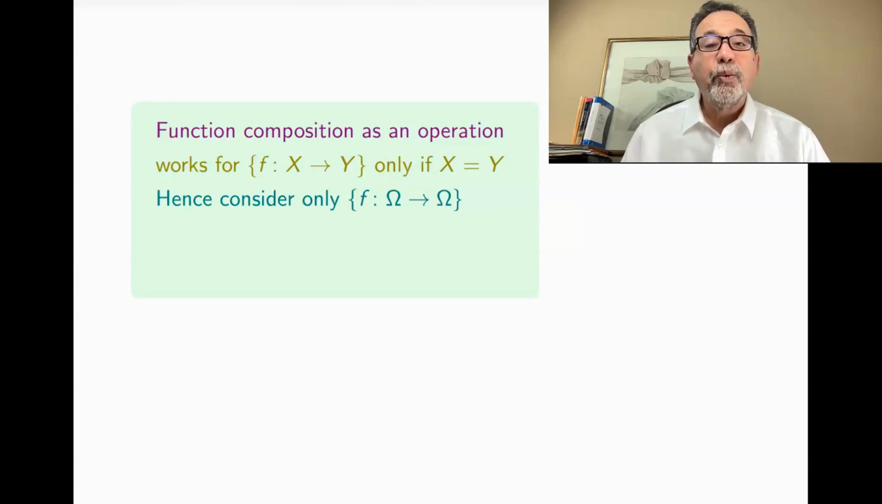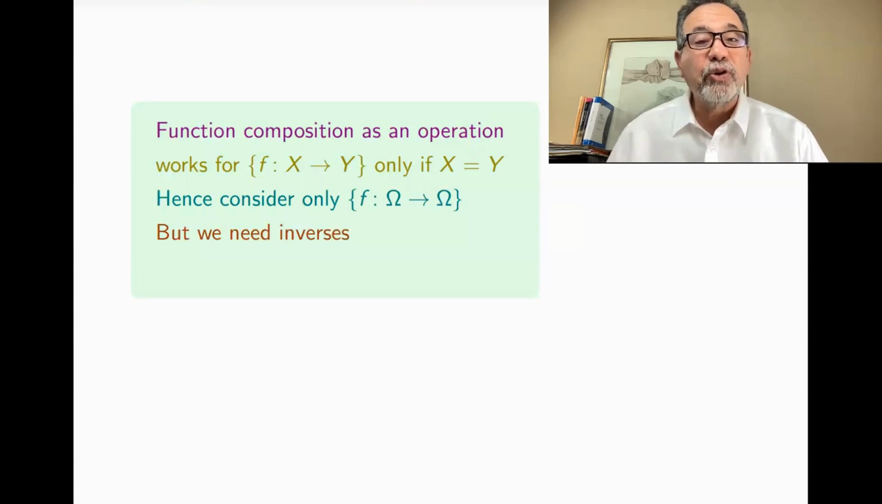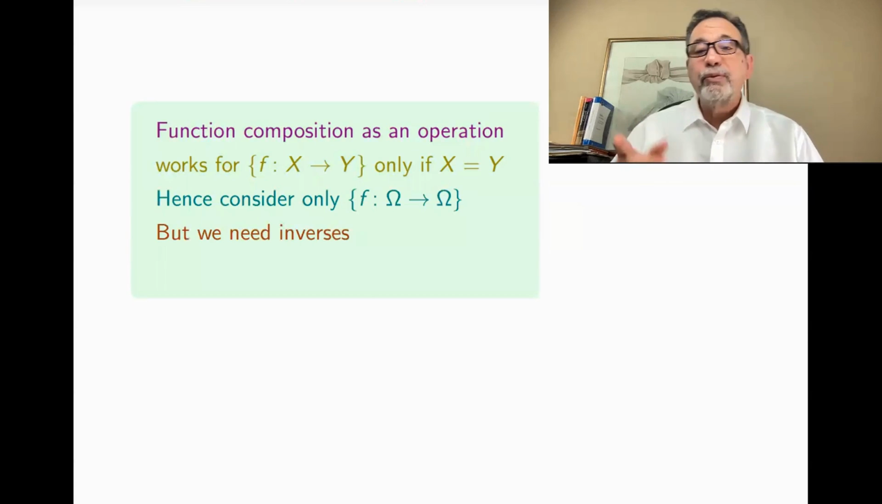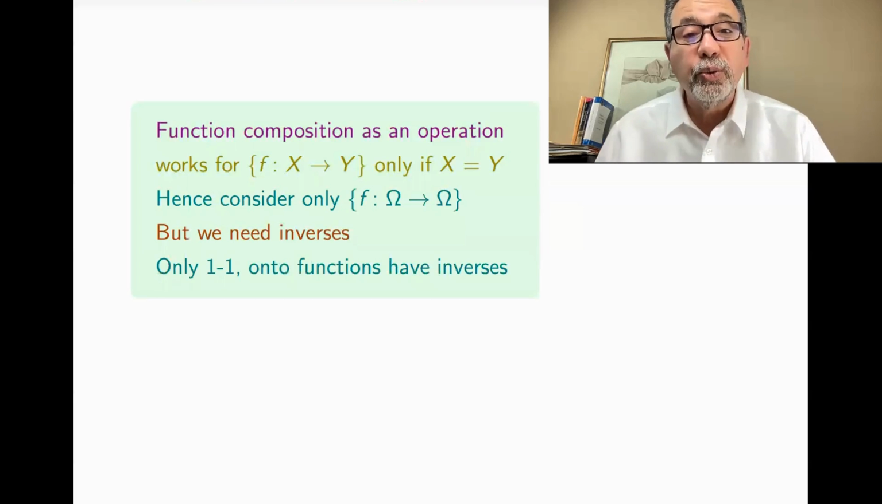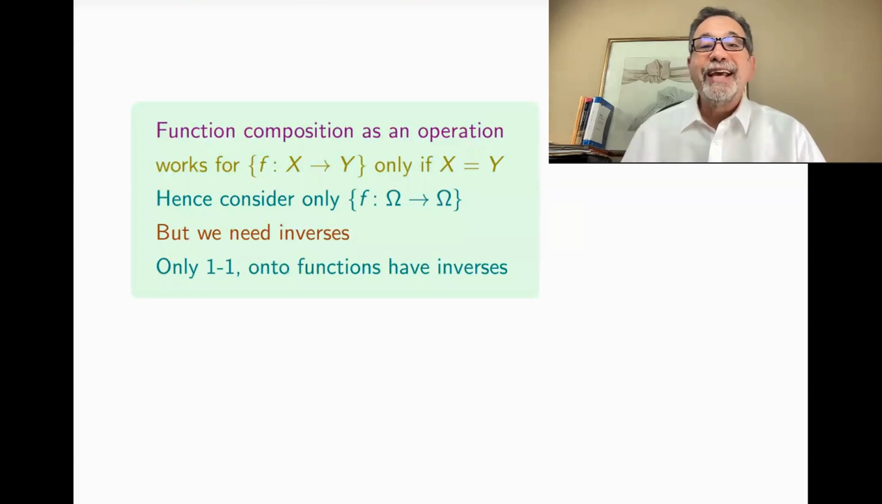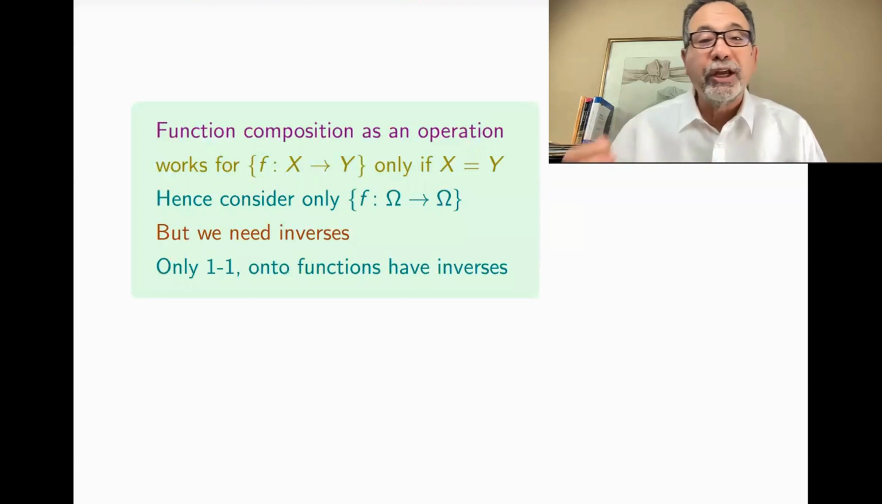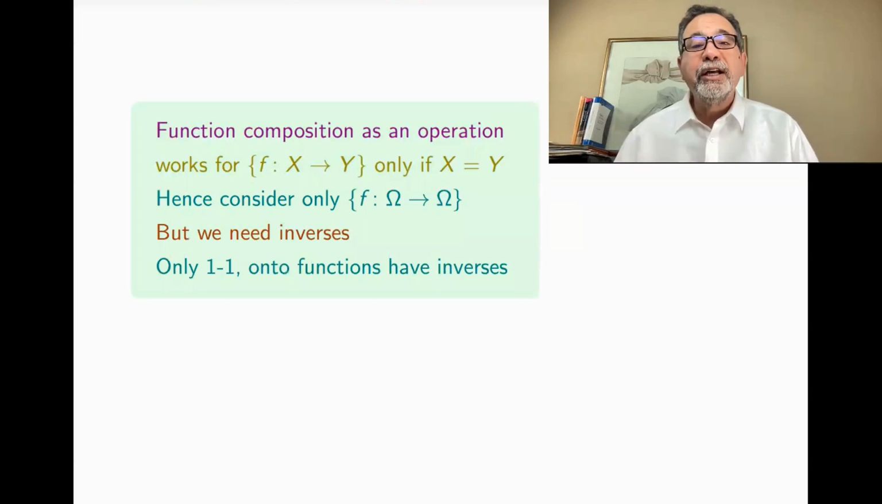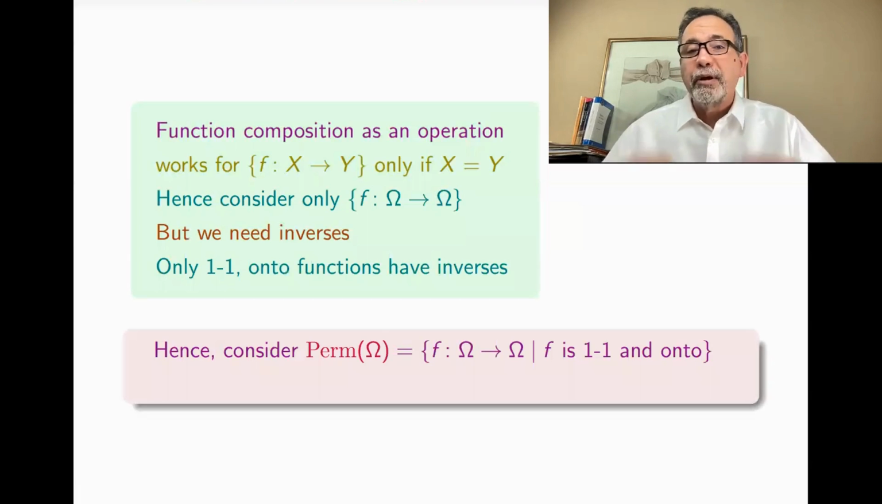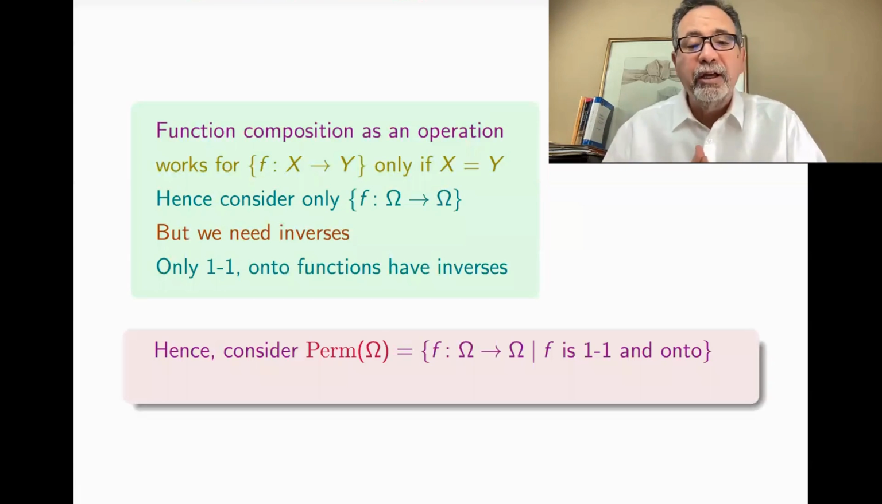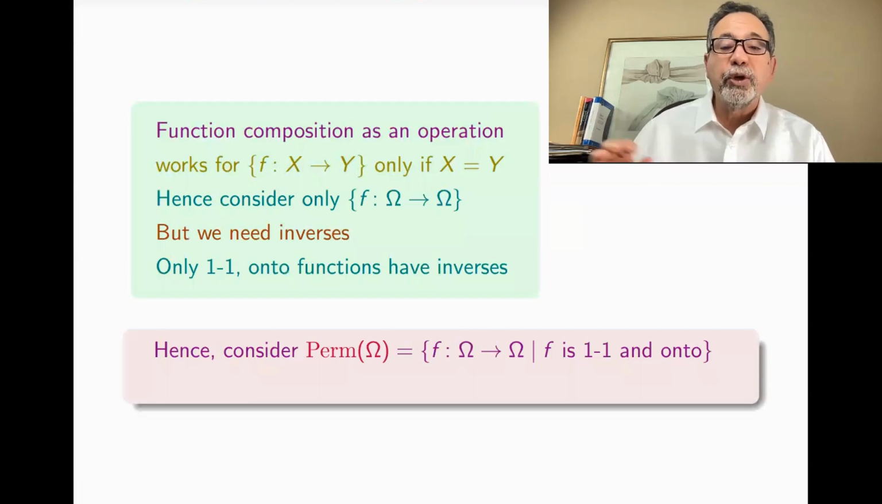In group theory, one of the things we need is to have inverses. And as I will mention in a moment, there's a theorem that tells us only one-to-one onto functions have inverses. And for that reason, we can't just look at all functions from omega to omega. We need to look at permutations of omega, what I call perm omega. Some other people call that S sub omega or sym omega, symmetries of omega. Perm omega is the functions from omega to omega that are one-to-one and onto.